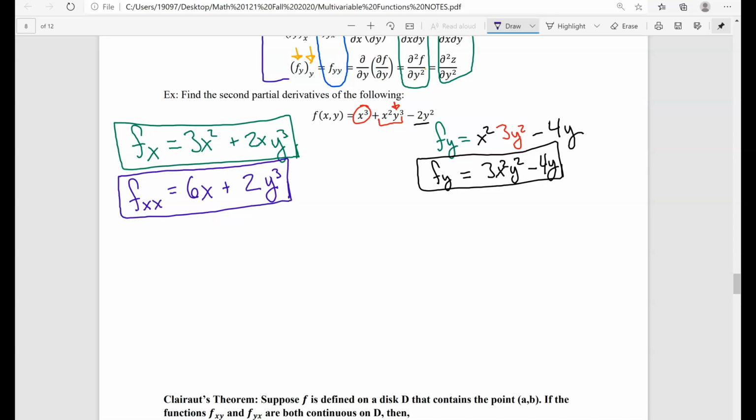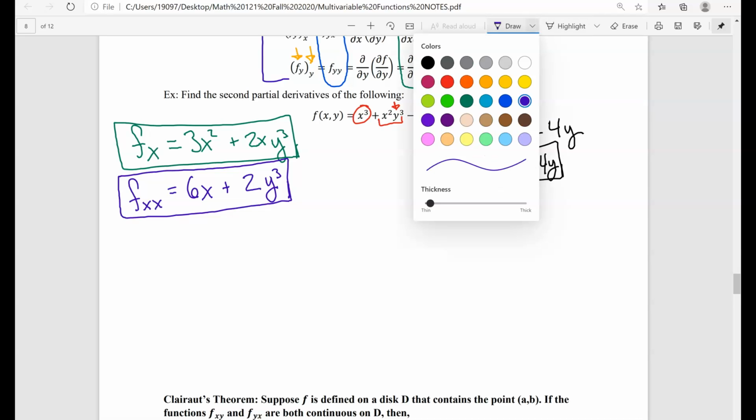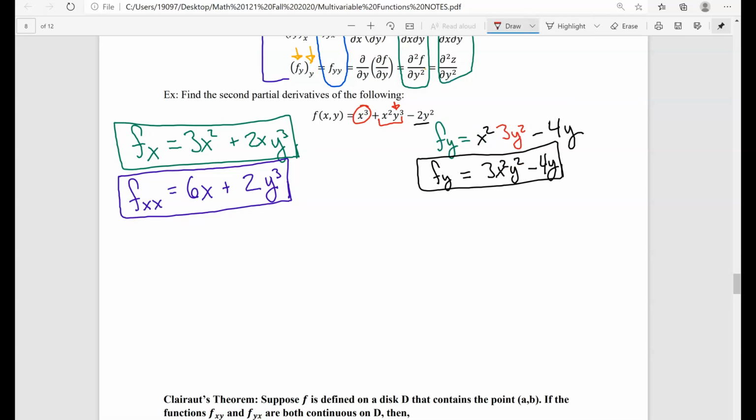Okay, and now we're going to look at f sub y. So what I'm going to do is use f sub y, the one that I have in black, and take the derivative again with respect to y. In this case, notice that the 3x squared is going to stay by itself because it's just a constant, and the derivative of y squared will just be 2y, minus the derivative of 4y, which in this case is 4. So f sub y equals 6x squared y minus 4.